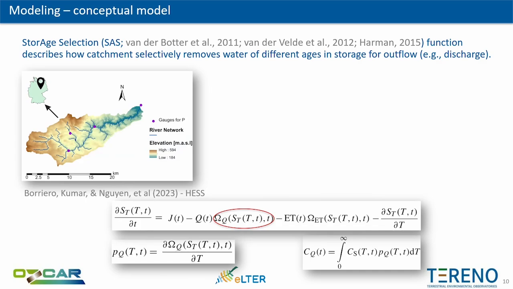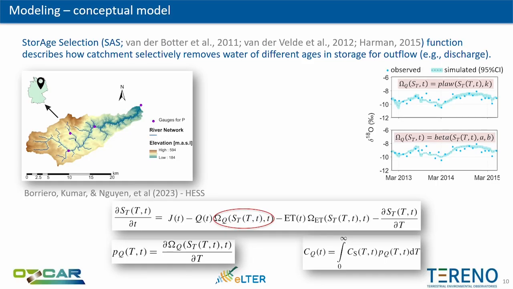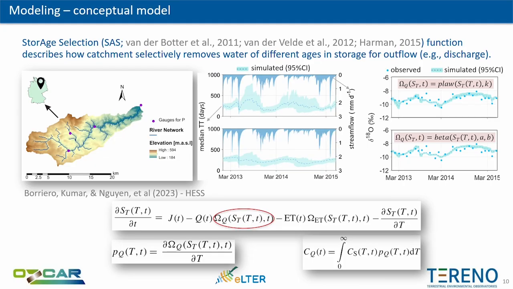We use this approach to estimate the transit time in the Selke catchment, also within the TERENO observation network. And we assume different functional forms of the SAS function. For example, here we use the power law distribution function or the beta distribution function. Using both functions, we can derive tracer signals in the outflow which are quite similar. But in terms of the transit time distribution, there are clear differences in the estimated transit time. So there is an uncertainty in the estimated transit time due to the unknown functional form of the SAS function.